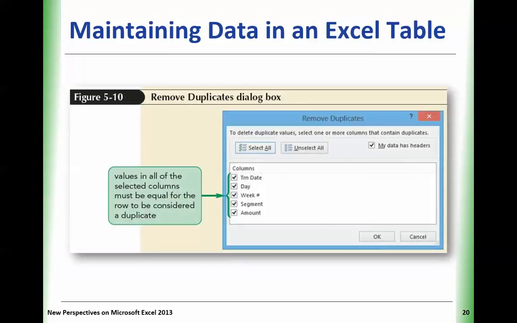And the remove duplicates dialog box is going to be values, and all the selected columns must be equal for the row to be considered a duplicate. So we select all these, and if it's the exact same for all these selected, we can hit OK, and it will find the duplicates and then remove them.